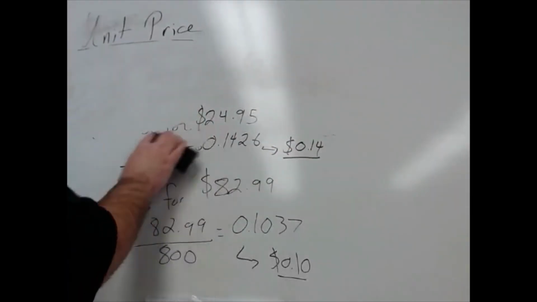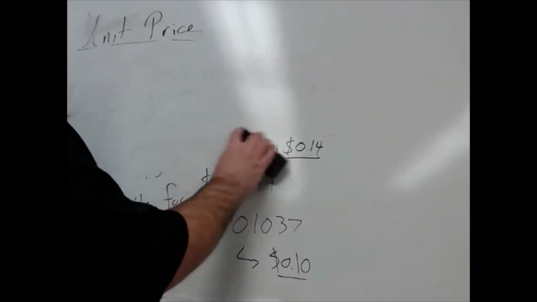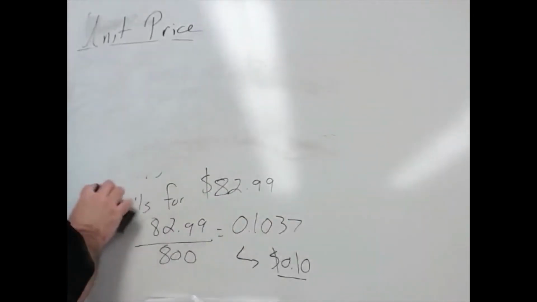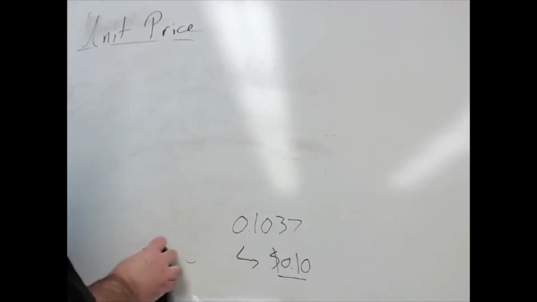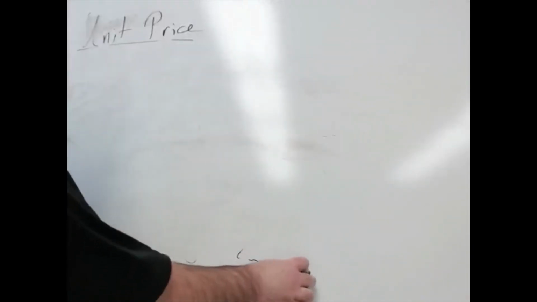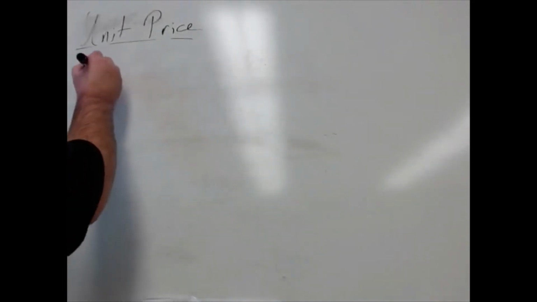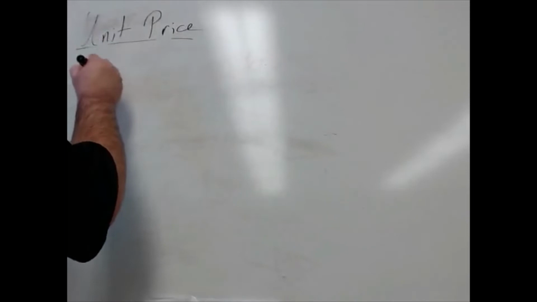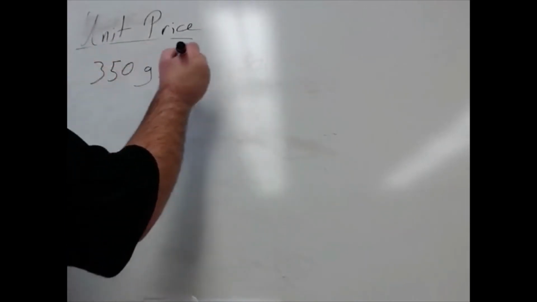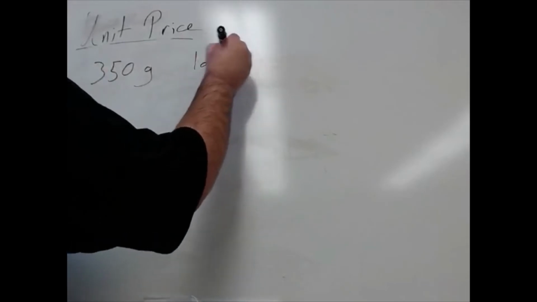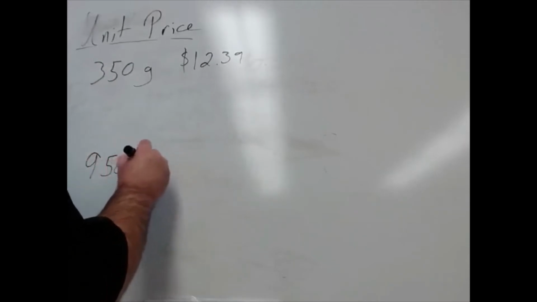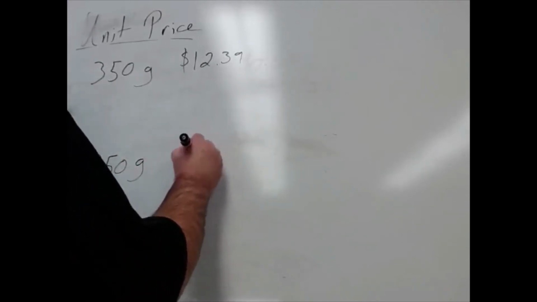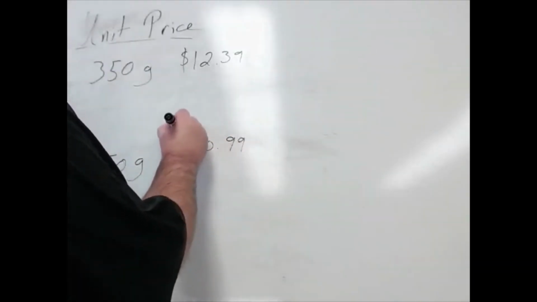Okay, let's look at another example. Sometimes items in the grocery store are sold in packages that might have 400 grams in them or 700 grams in them. This is an example similar to that. Let's say you're buying packs of coffee and you've got a 350 gram pack for $12.39, and then a 950 gram pack for $30.99.